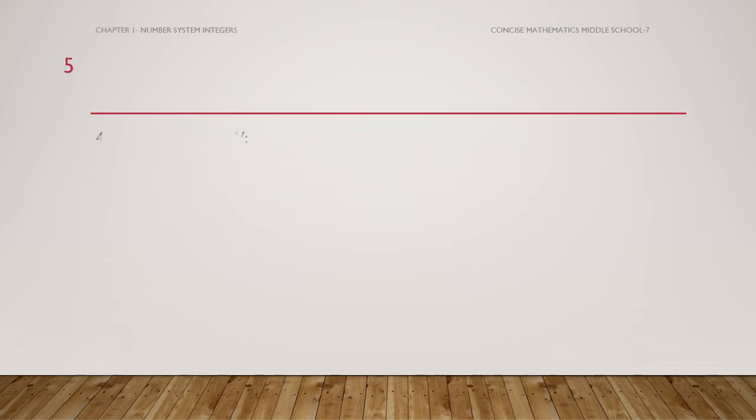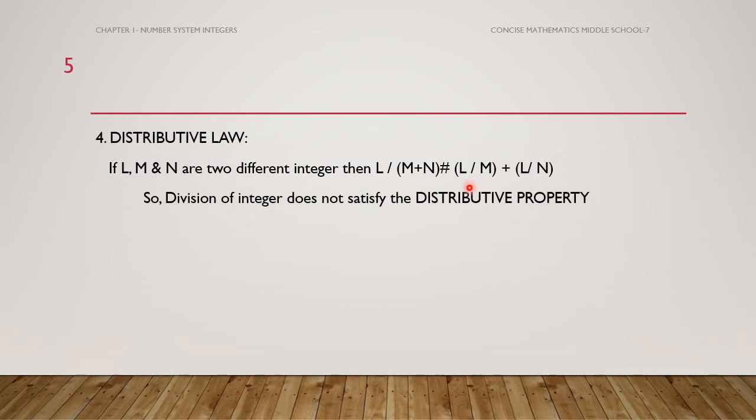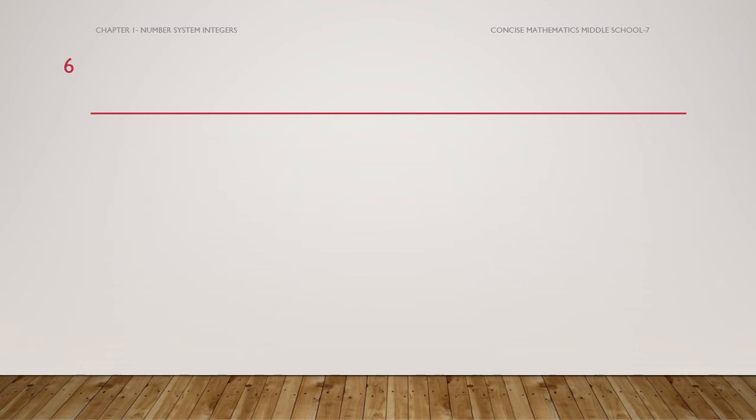Let's move on to the next one, that is distributive law. Even here the same thing. Here we are considering l, m, and n, three different integers, and here is the condition. So when you substitute, you can assume some values, and if you substitute over here, it does not satisfy. So we can clearly say that the division of integers does not satisfy the distributive property also.